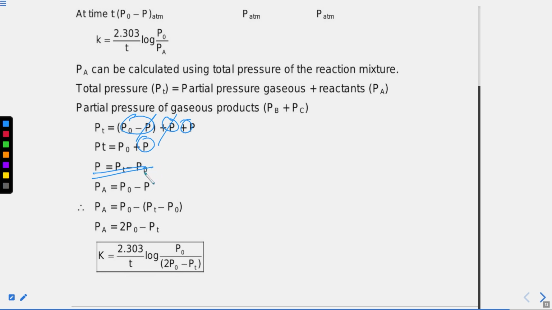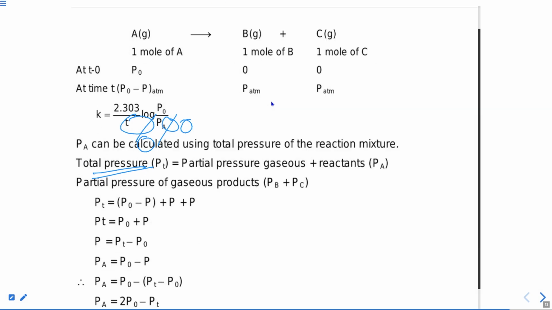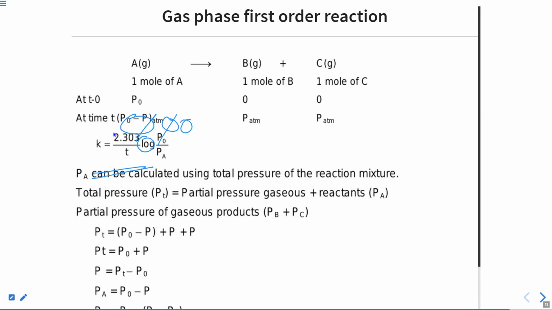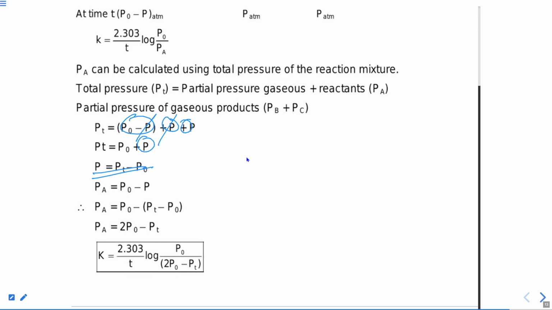Now we have to calculate PA. And what is PA? According to this, PA is equal to P naught minus P. We now know the value of P, so we'll put it here in this place.